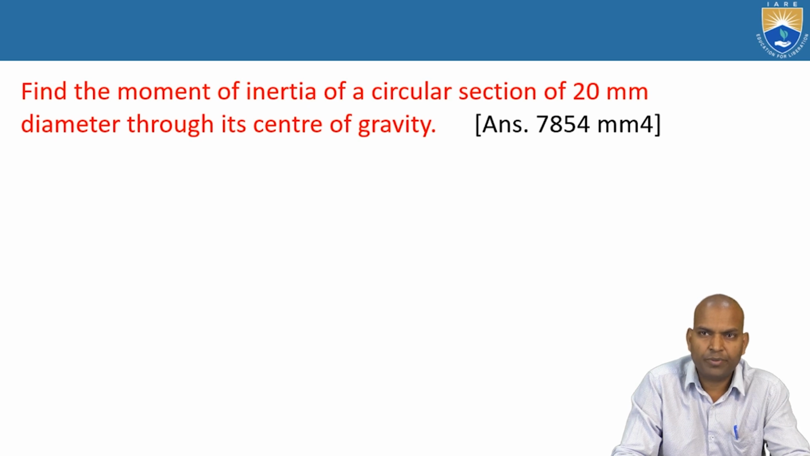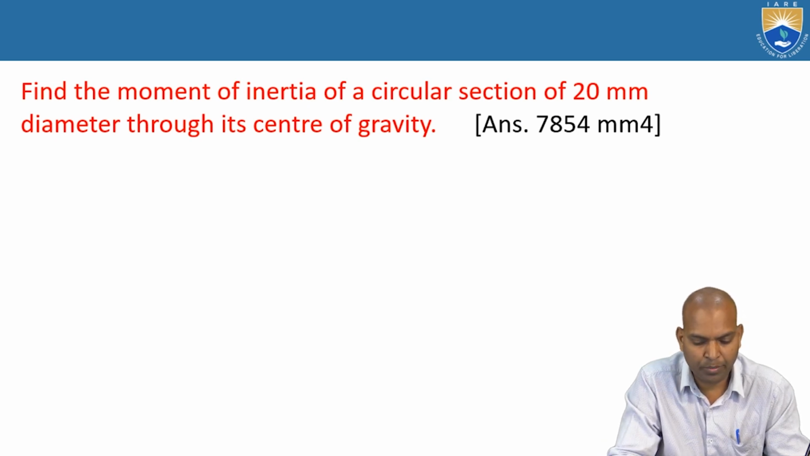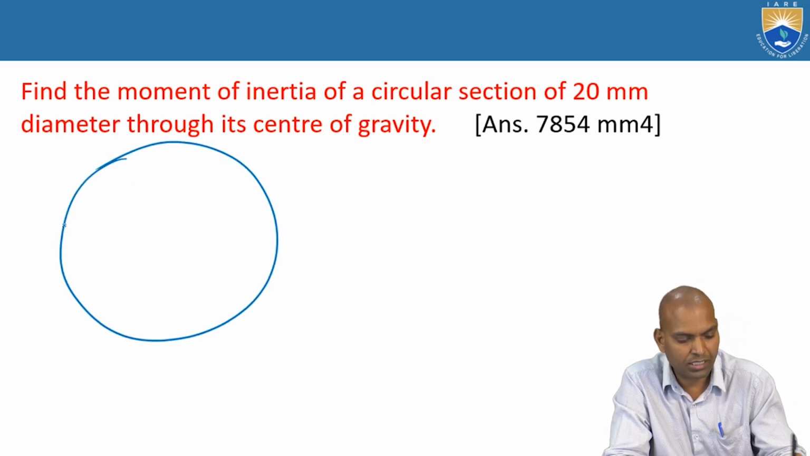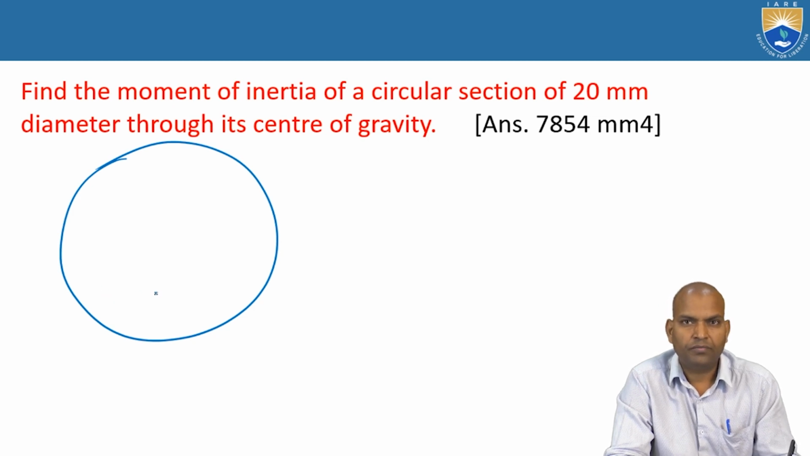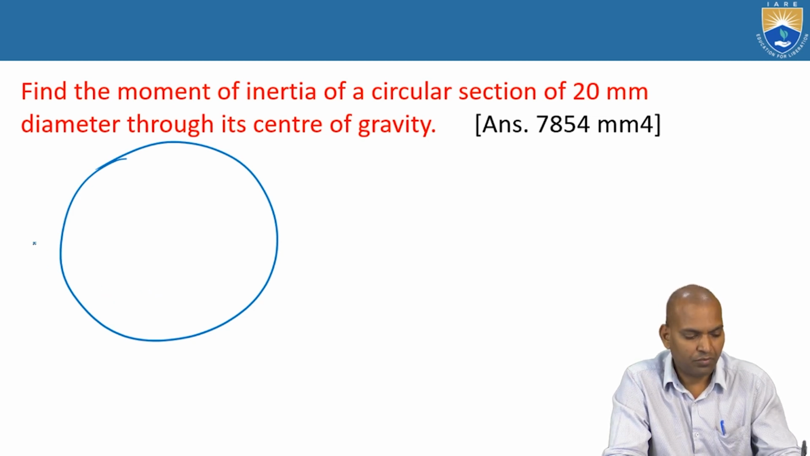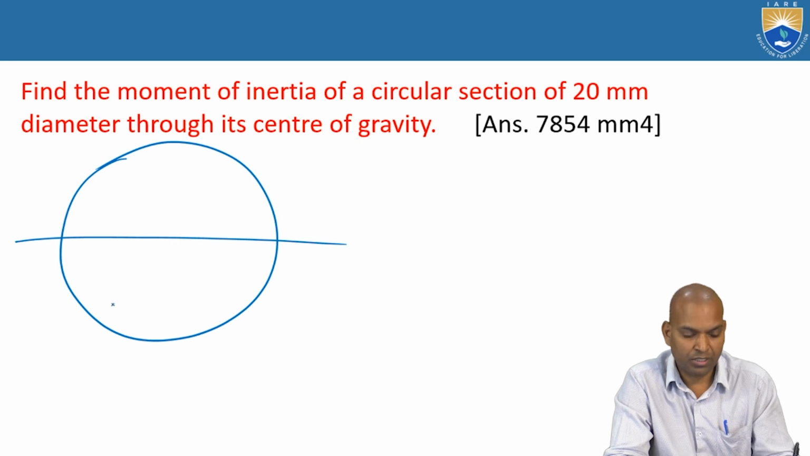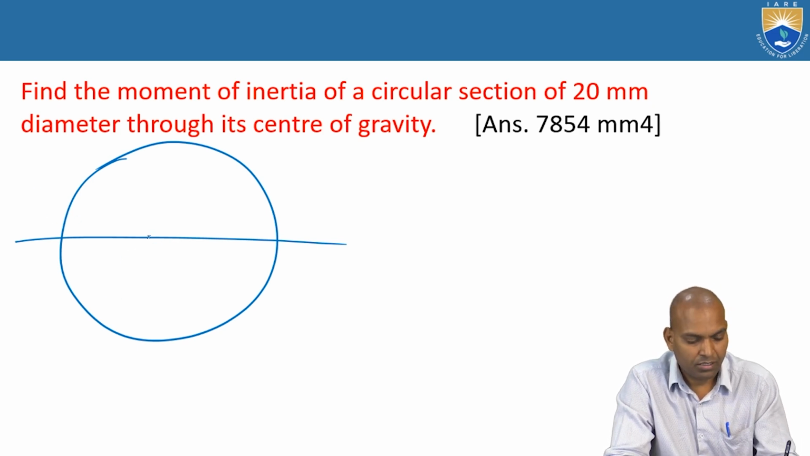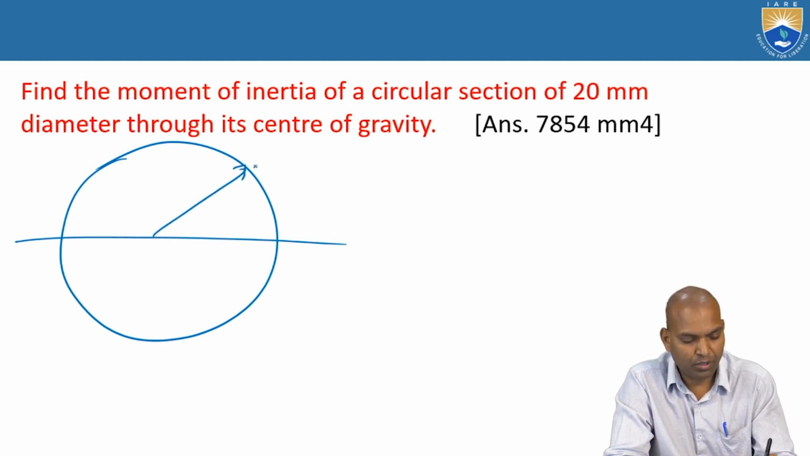Now the third exercise problem. Find the moment of inertia of a circular section of diameter 20 millimeters. Here the radius becomes how much? Radius equal to half the diameter, so the radius is 10 millimeters.